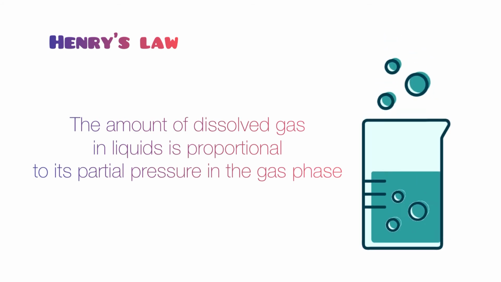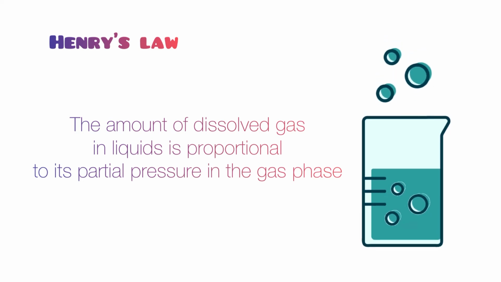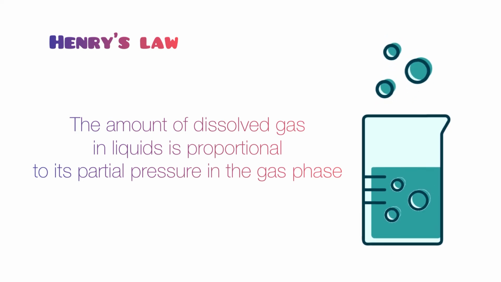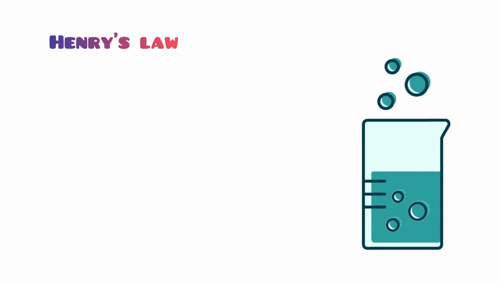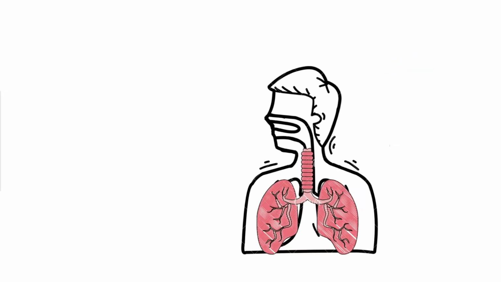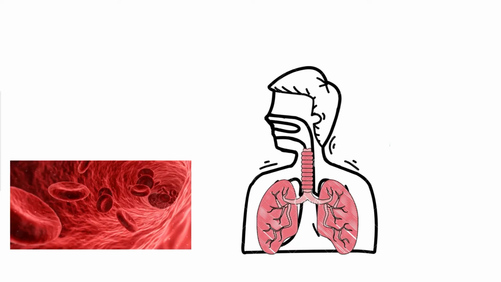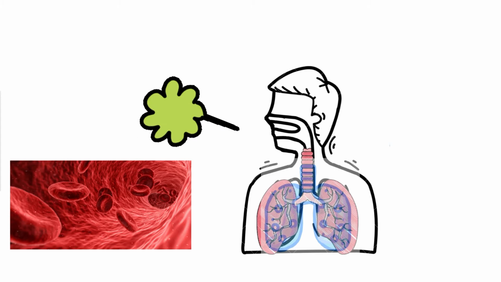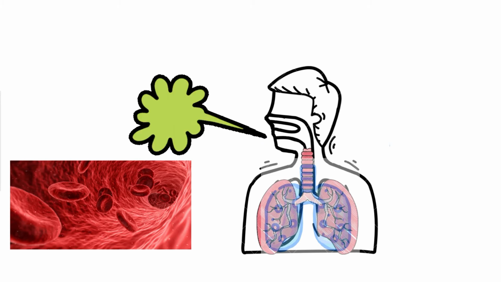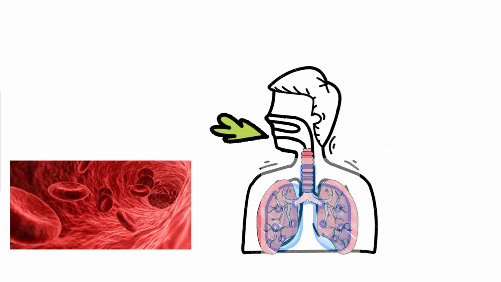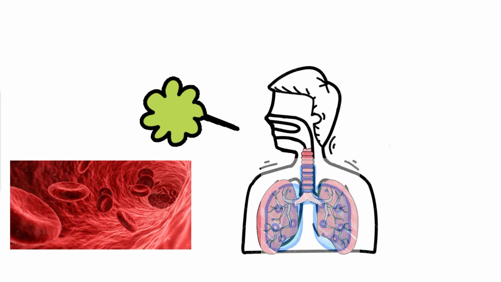In chemistry, Henry's law is a gas law that states that the amount of dissolved gas in a liquid is proportional to its partial pressure above the liquid. As such, to determine the blood alcohol concentration in the human body, this law is applied: the amount of alcohol present in the blood is proportional to the amount of alcohol in a motorist's breath. So breathalysers measure the alcohol concentration in the breath, which corresponds to the blood alcohol concentration.